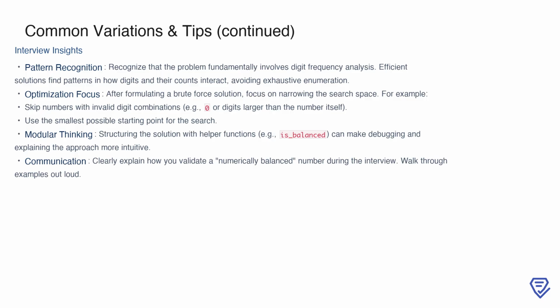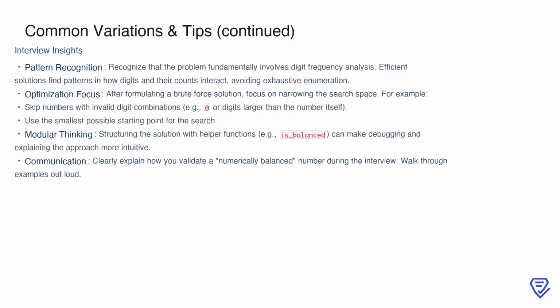To perform well in interviews, it's helpful to focus on key insights about this problem. First, recognize that at its core, this is a digit frequency analysis problem. Efficient solutions capitalize on patterns in how digits and their counts interact, rather than relying on exhaustive enumeration. Optimization is critical. Once you have a brute force solution, narrow the search space by skipping invalid candidates, such as numbers with digits that exceed their frequency limits or numbers that include zeros unnecessarily.